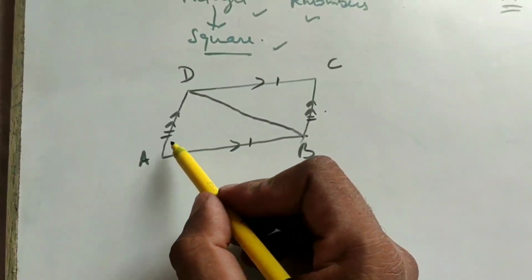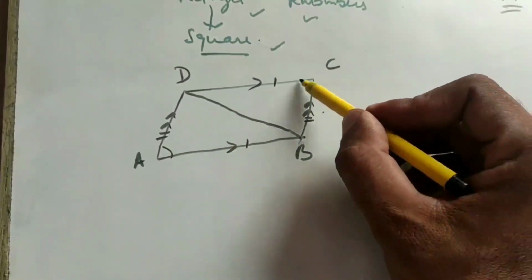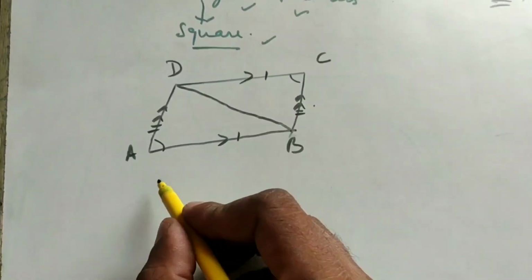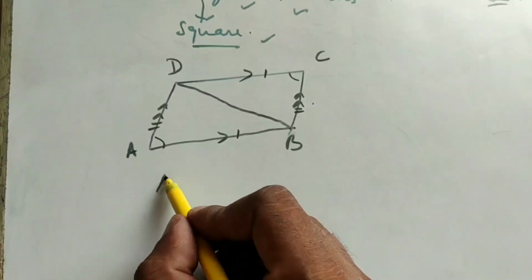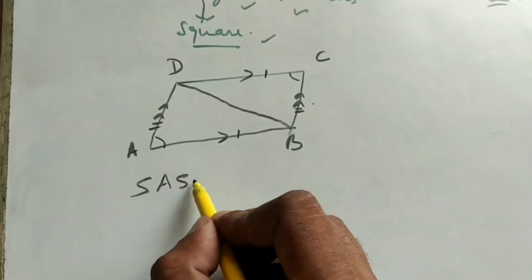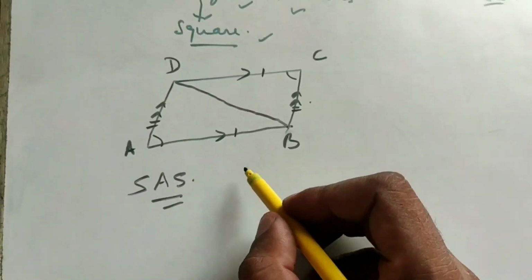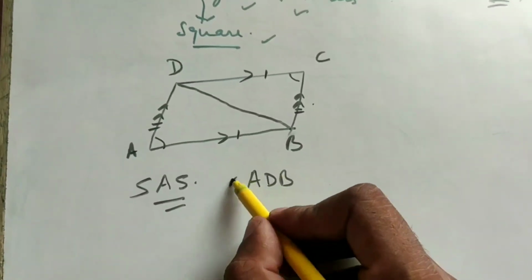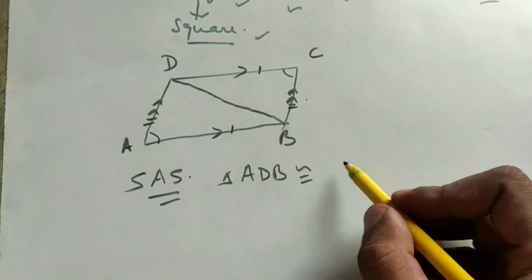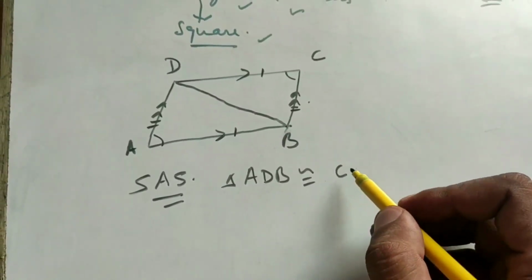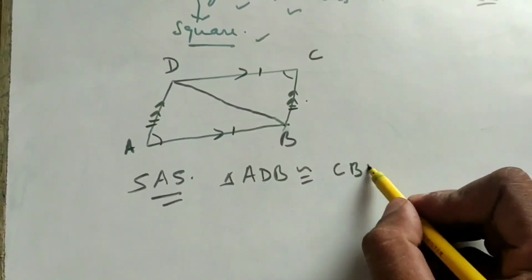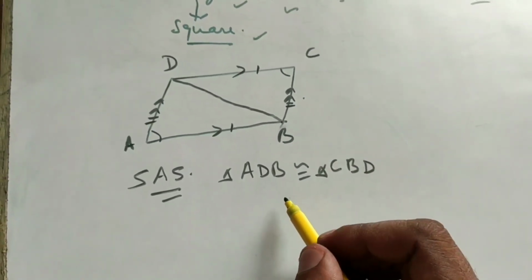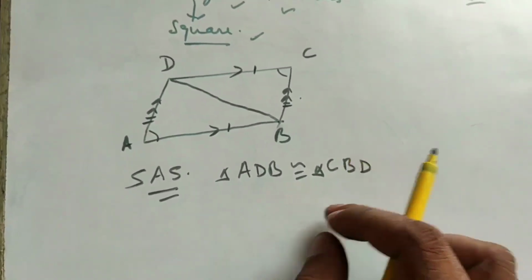And we have just proved that a pair of opposite angles are also equal. So angle A will be equal to angle C. So the triangles are congruent by side angle side. So by side angle side, triangle ADB will be congruent to triangle CBD, and by this, using CPCT, or there is no need to use CPCT.